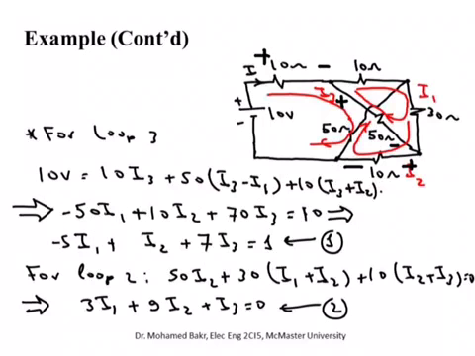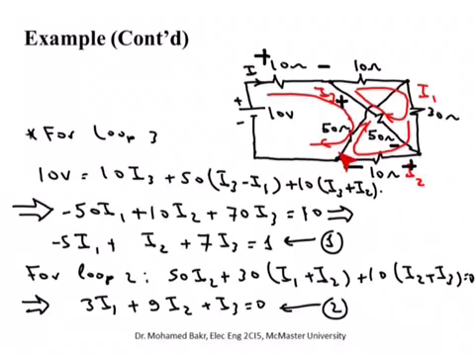So let's take loop number 2. This loop number 2 here, we have to go around this loop and sum all the drops in one direction to be equal to 0. So this one here is 10 ohm, multiplying I2 plus I3. So I have this one here.